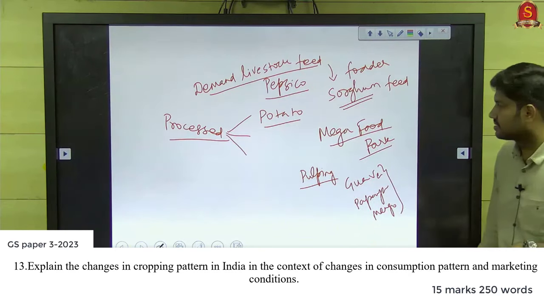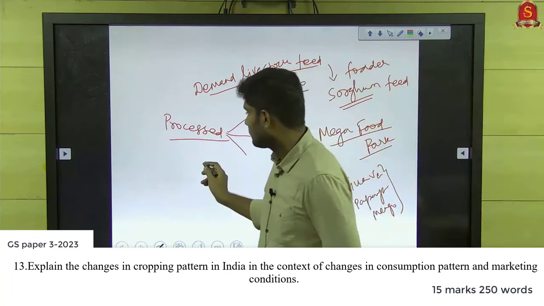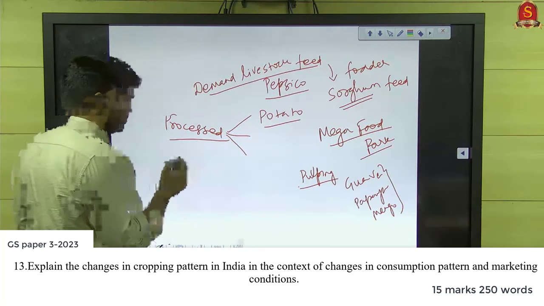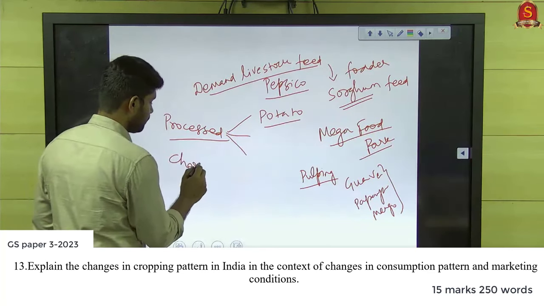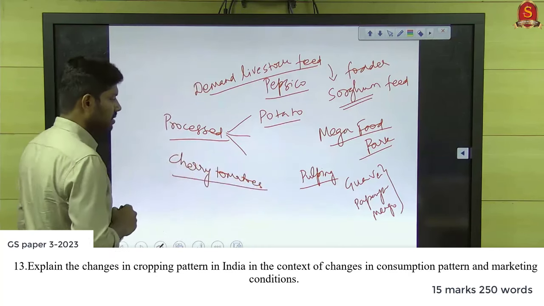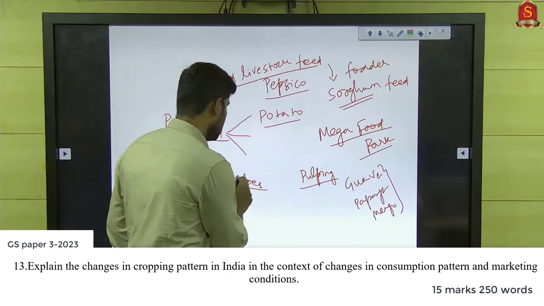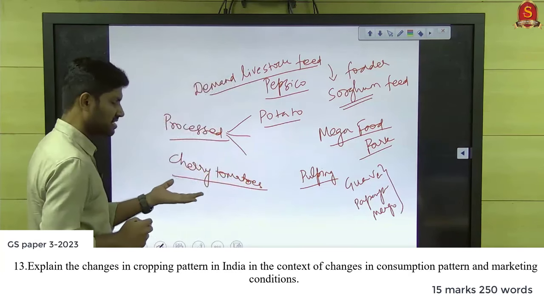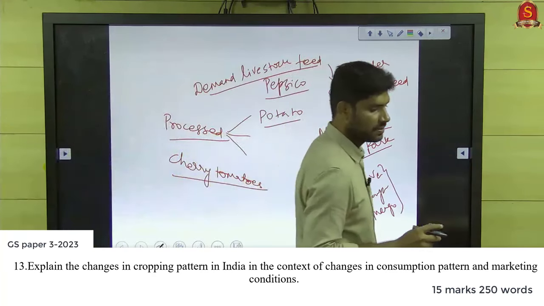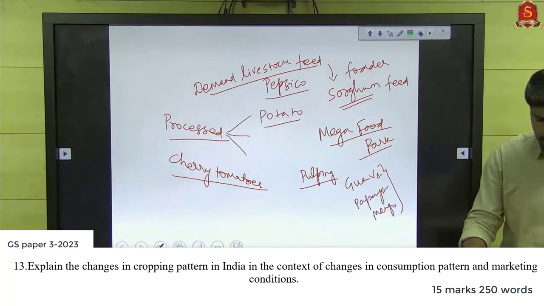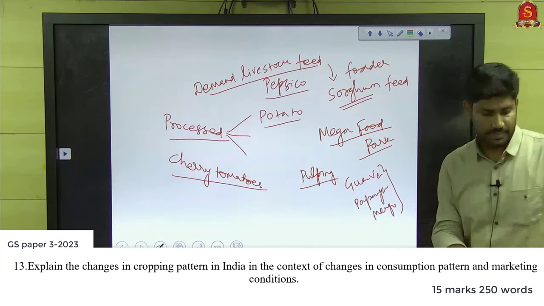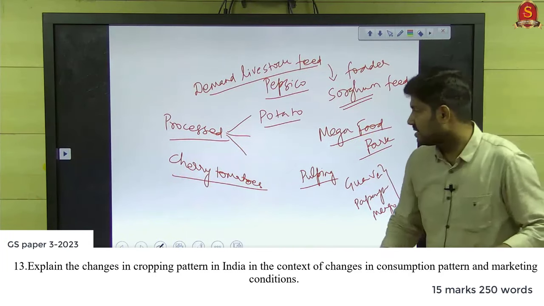Then the e-commerce agencies procure products from the farmers, again based on the demand from the consumers, especially the elite urban consumers: cherry tomatoes and exotic fruits. So the e-commerce companies promote the farmers for the cultivation of these kinds of exotic fruits and high-value crops. These changes in cropping demand occur mainly because of the change in the consumption pattern. So we can discuss under four or five headings.